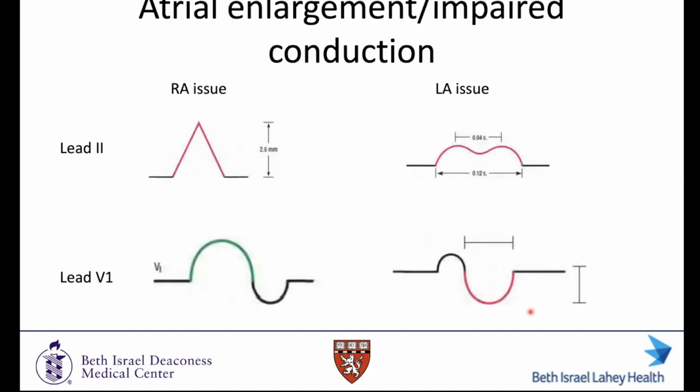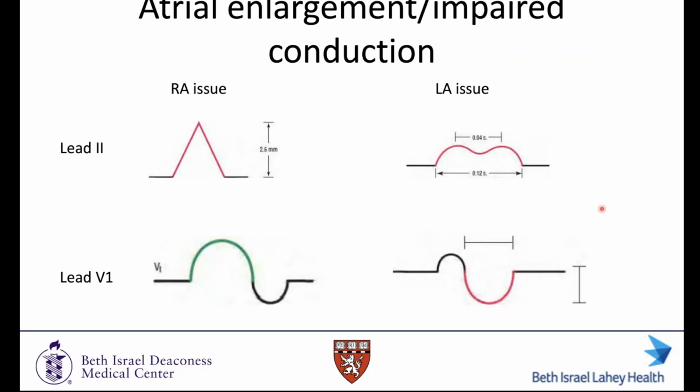When we're looking at atrial abnormalities, specifically impaired conduction, it's helpful to look at leads 2 and V1. If you have a very tall P wave in lead 2 that's greater than 2.5 millimeters, that's consistent with impaired right atrial conduction. You can also see a prominent positive deflection in V1. If you have a left atrial issue, you're going to see a notched P wave with the total width greater than 120 milliseconds and the distance between the notches being at least 40. You can also see a biphasic P wave in V1 with a predominant negative component.